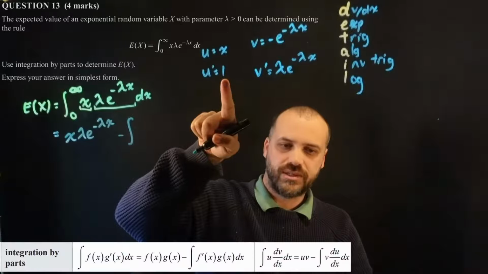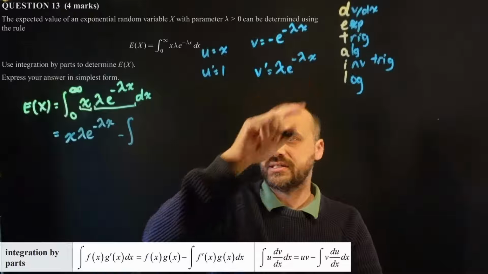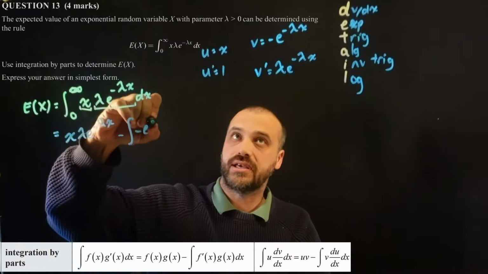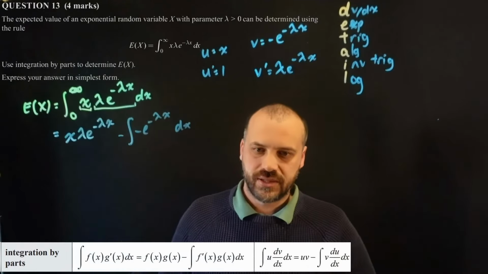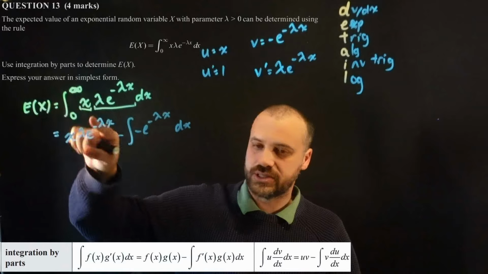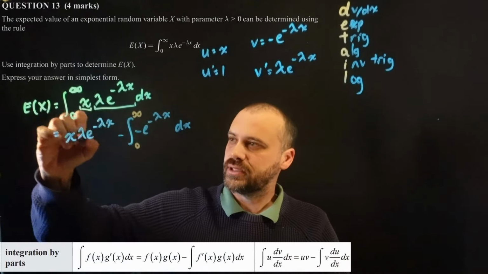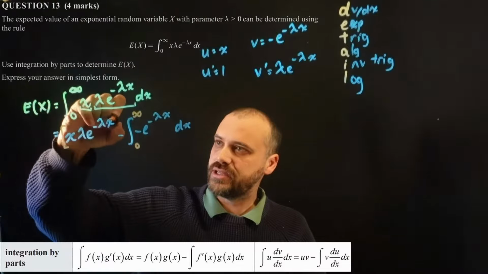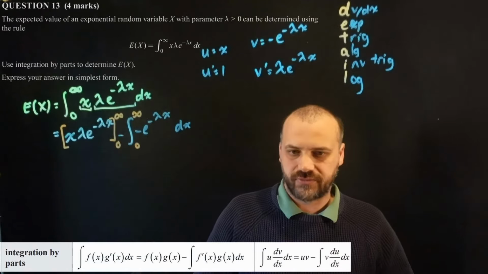So u dash is 1. So 1 times v, and v is this bit here: negative e to the negative lambda x with respect to x. Now I've left all my terminals off this because I'm integrating between 0 and infinity. So 0 and infinity need to go here. And this piece out the front here, that's also between 0 and infinity.